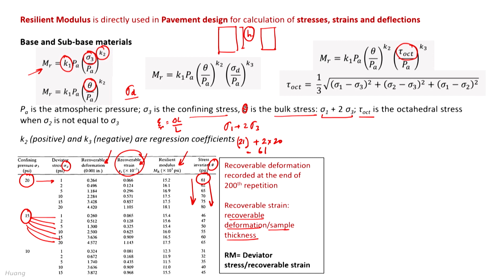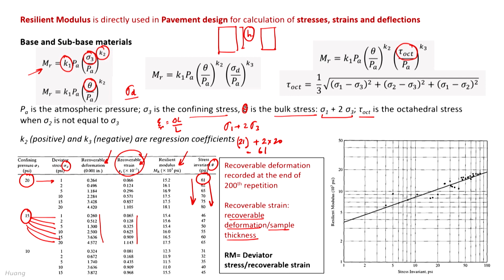Okay. And similarly, we will see the change in the dimension of the sample. Using that we can calculate the recoverable deformation, see what the recoverable strain is, and calculate the resilient modulus. And finally, we plot the variation of resilient modulus with the stress invariant. So, this is just a typical example for a given type of soil.